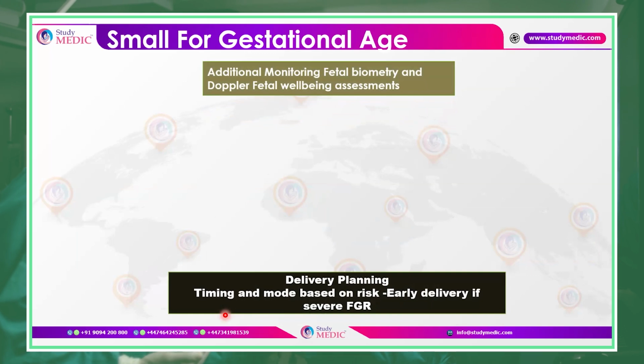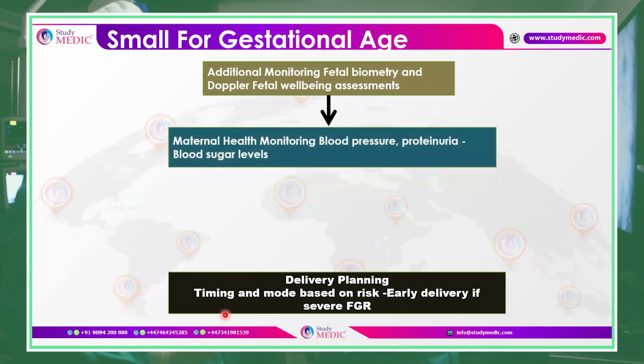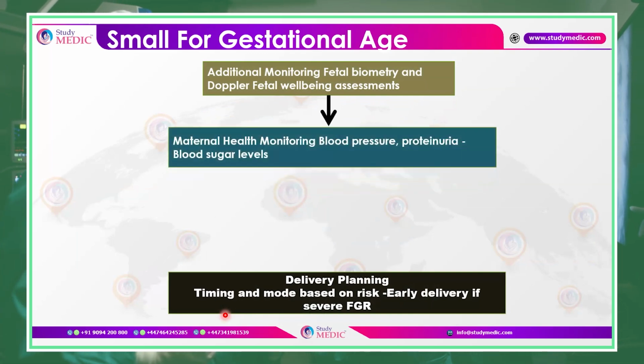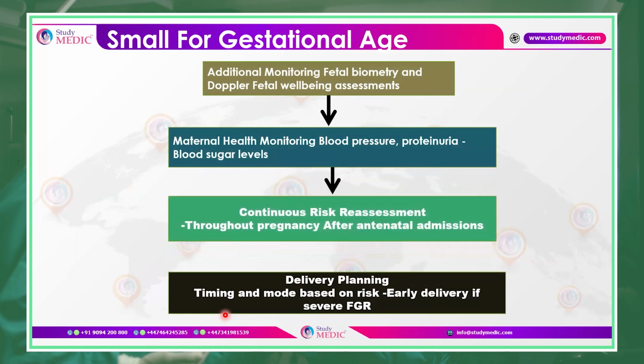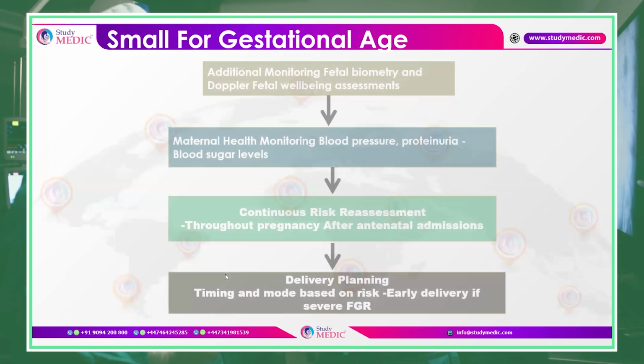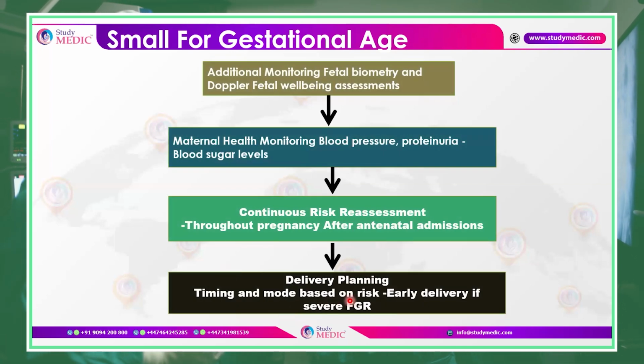Additional monitoring is always important for the fetal biometry and Doppler fetal well-being assessment. Maternal health monitoring: blood pressure, proteinuria, blood sugar levels, antibody testing, hemoglobin testing to rule out anemia, correction of anemia. All these are basically the routine antenatal care which you are doing. Continuous risk assessment would be carried out throughout pregnancy at the antenatal care, and birth planning and timing of delivery would be based on the risk factors.